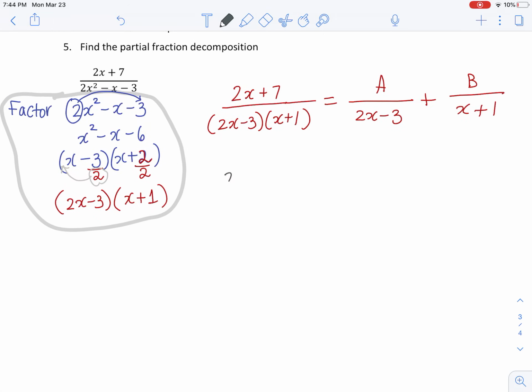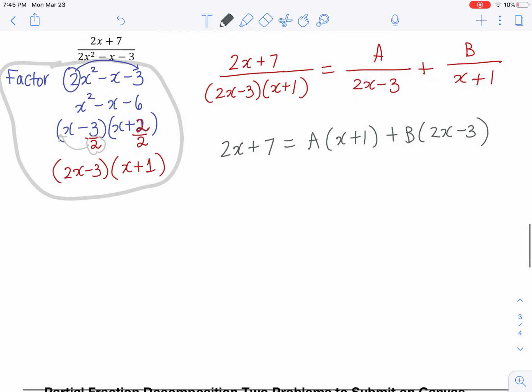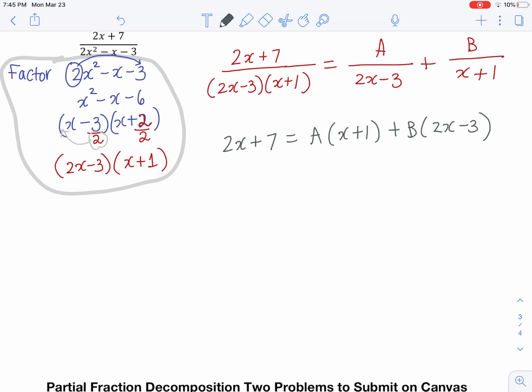Can we do that in our head now? Let's try. Everything will cancel out on the left side, and we're just going to have the numerator of 2x plus 7 left. What's on the right side? A times x plus 1 plus b times what? 2x minus 3. I know you can handle that.